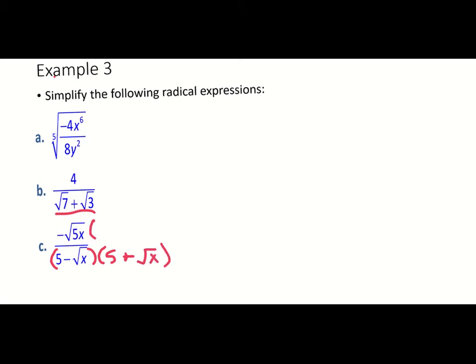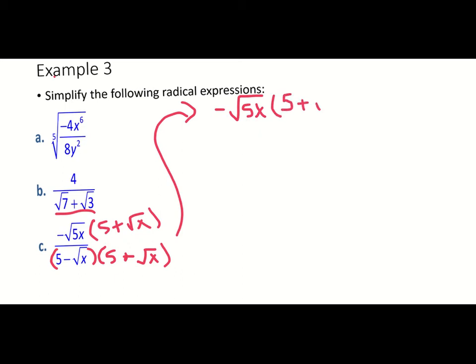And whatever you do to the bottom, you have to do to the top. Okay, so then I'm going to move it up here so we have some space. On the top, again, I'm going to leave it as it is for right now, because it just makes life a little bit easier. So we have negative square root 5x times 5 plus the square root of x.